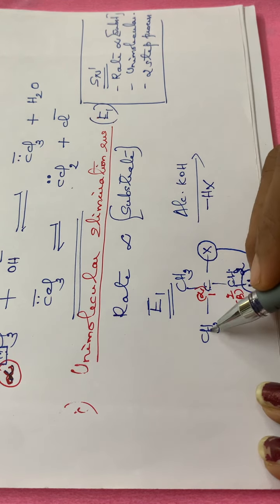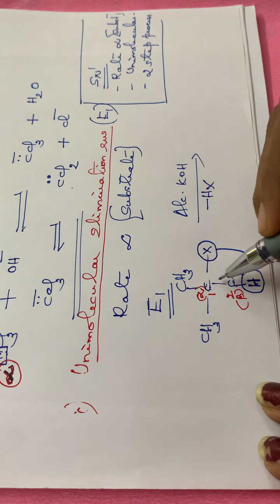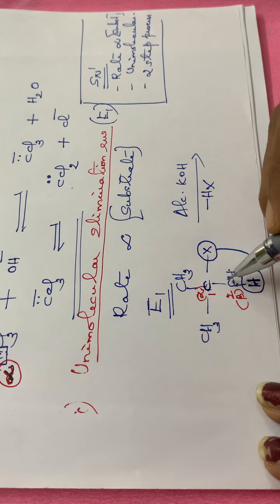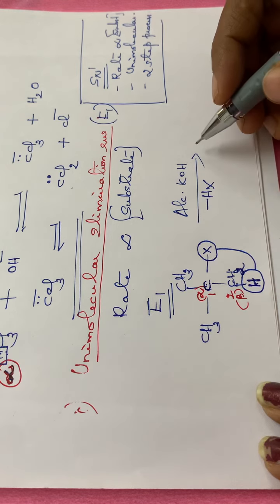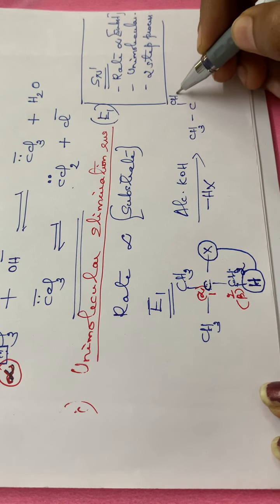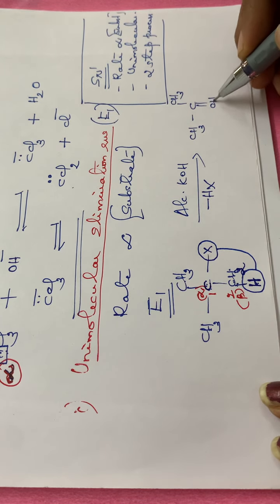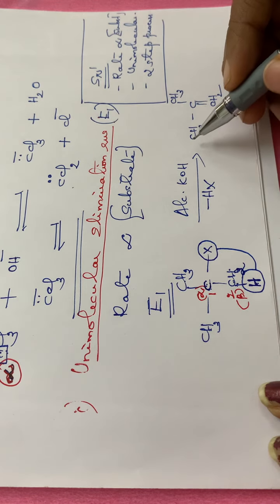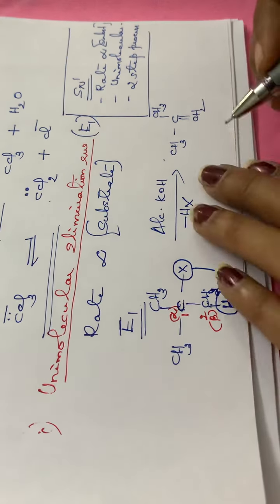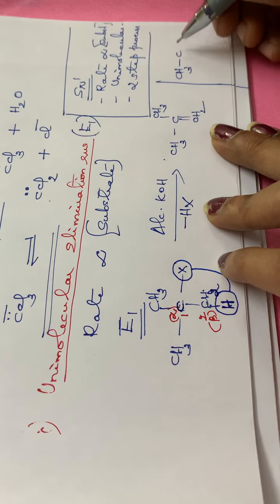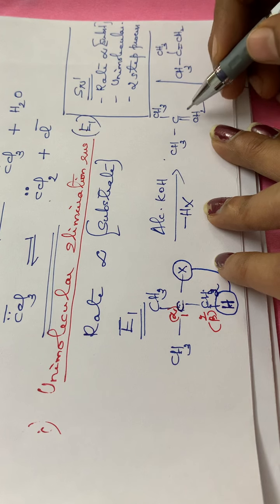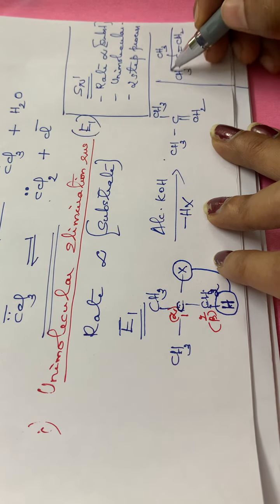So the answer will be CH3, C, CH3. What happens here? It becomes a double bond, isn't it? This carbon will have one free valency and this carbon will have one free valency, so both of them join together to form a double bond. So CH3, C, CH3, double bond CH2. Or it can be written like this: CH3, C, CH3, double bond CH2. Both are same, isn't it? I'm just shifting the position of the CH2 group. So this is a straight chain compound.